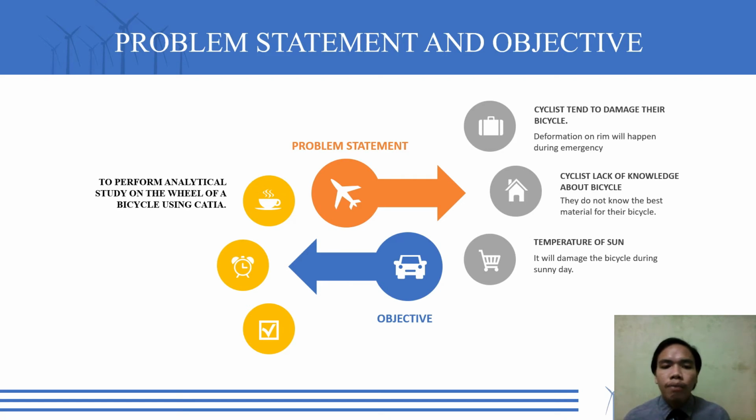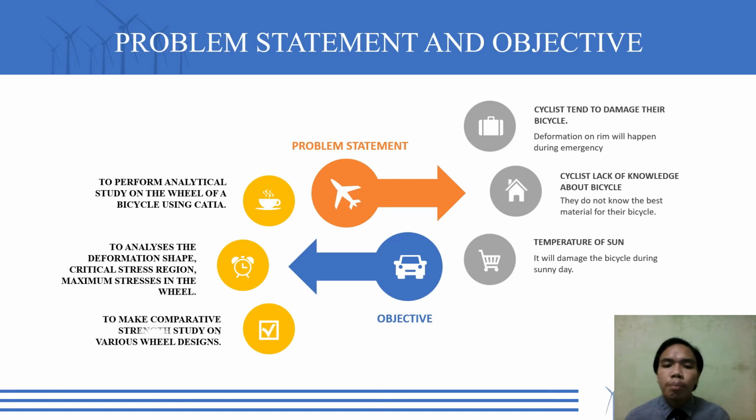For the objective of the research, the first one is to perform an analytical study on the wheel of a bicycle using CATIA. Second is to analyze the deformation shape, critical stress region, and maximum stress in the wheel. And the last one is to make a comparative strength study on various wheel designs.